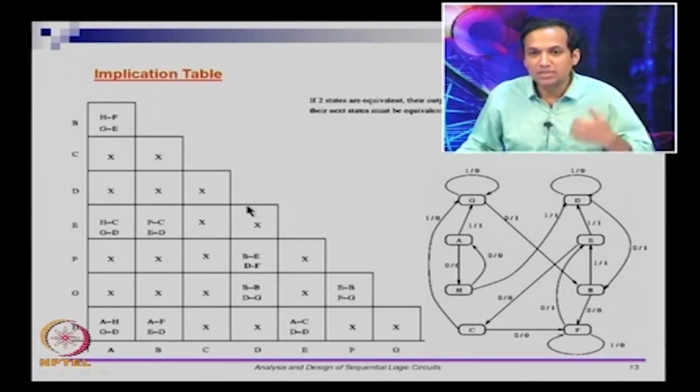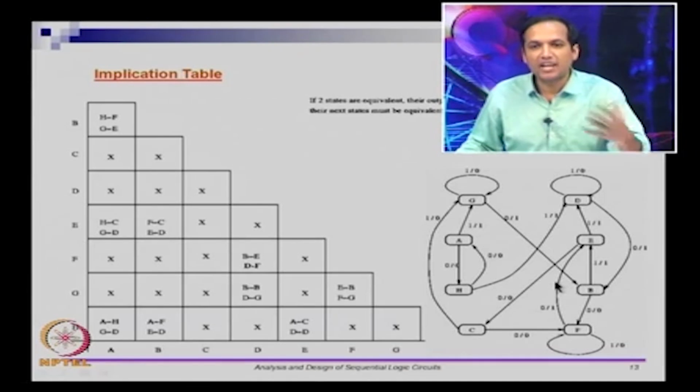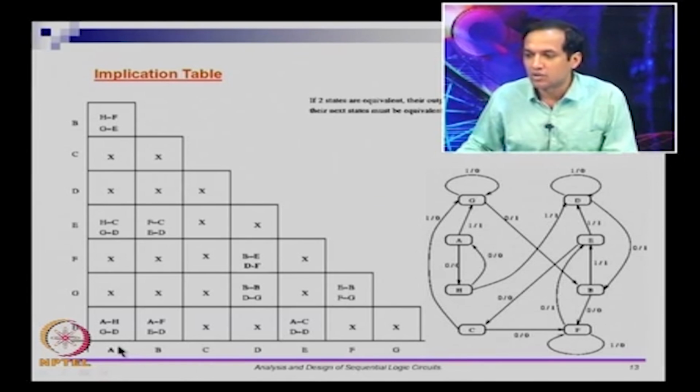Given the implication table, now we want to see whether we can minimize the number of states. From these 8 states, can I come to a different state machine which has lesser number of states. So now let us go and look at each one of these in turn.